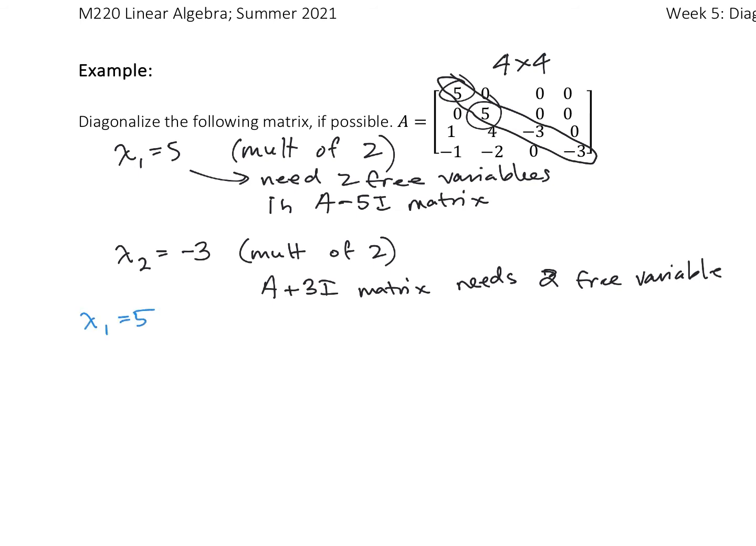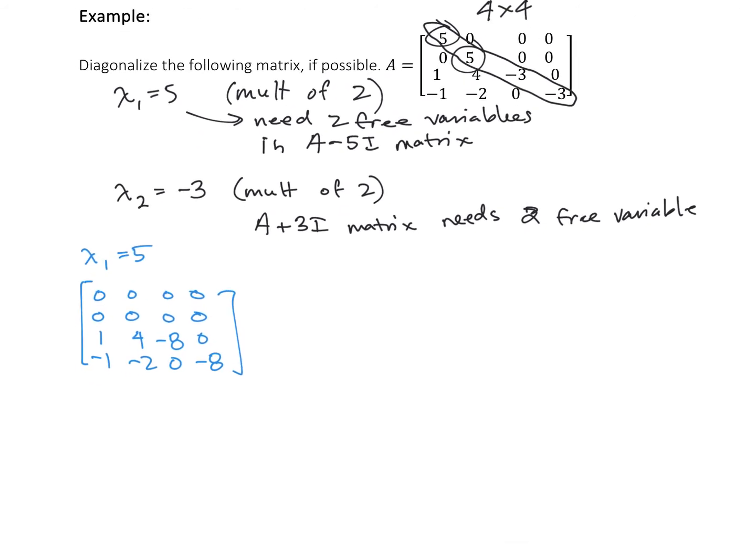So for lambda 1 equaling 5, I'm not going to bother with the augmented part of it because the zeros are going to stay zeros no matter what row operations we do. So just do your RREF. We'd have 0, 0, 0, 0, 0, 0, 0, 0. Hey, look at that. We already have 2 free variables. Didn't even have to try that hard. All right, 1, 4, 3 minus 5, -3 minus 5 is -8. 0, and -1, -2, 0, and -8 again. All right, so we're going to row reduce that.